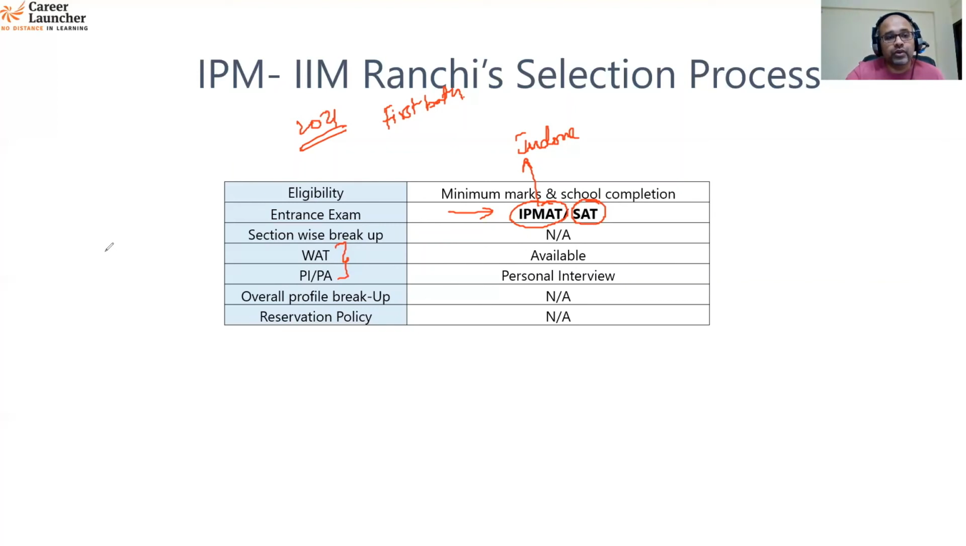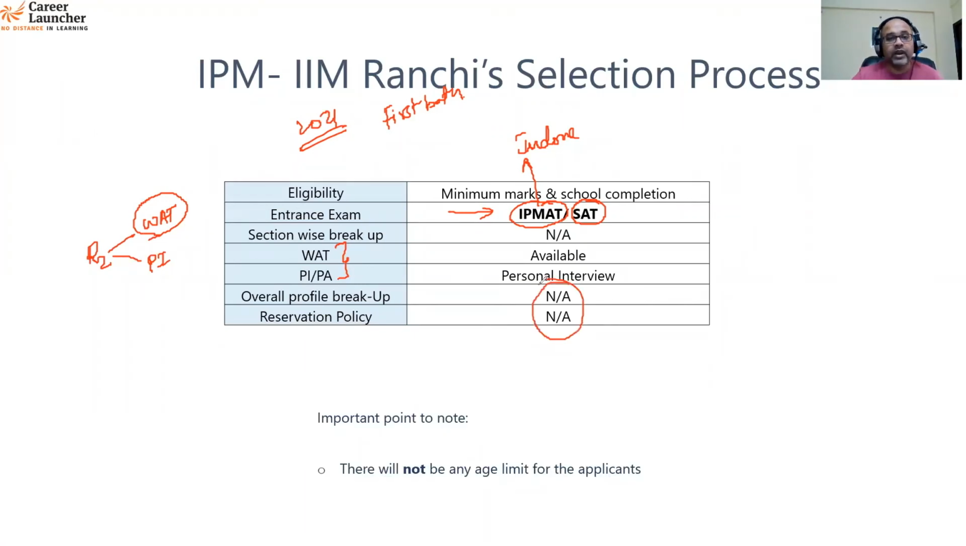Once you get selected based on your entrance score, you will have 2 things in your round 2. Round 1 is the same, just the entrance exam. Round 2 has 2 things. One is called WAT, the other is PI. Now, WAT is a written ability test, which, as I showed in the previous slide, Rohtak does not have. It is basically writing in English on a particular topic which is presented to you. This happens at the time of the interview, on the same day as the interview. So these 2 together will constitute your round 2.